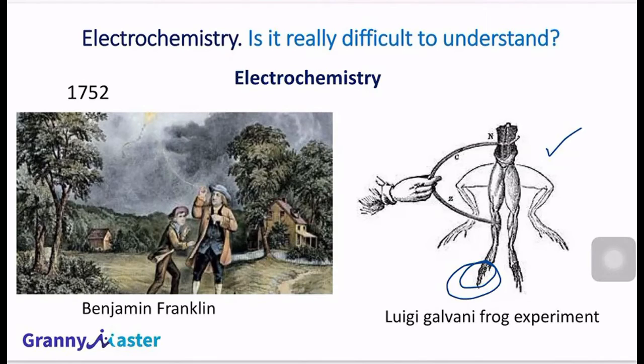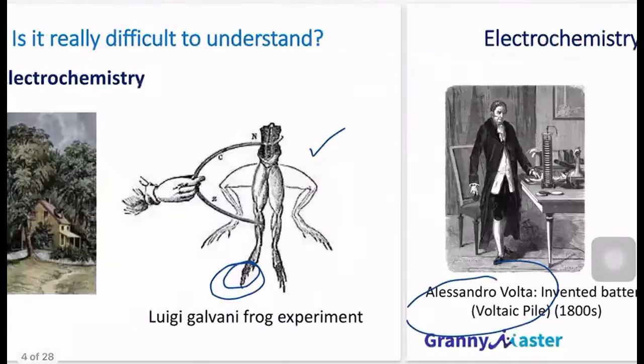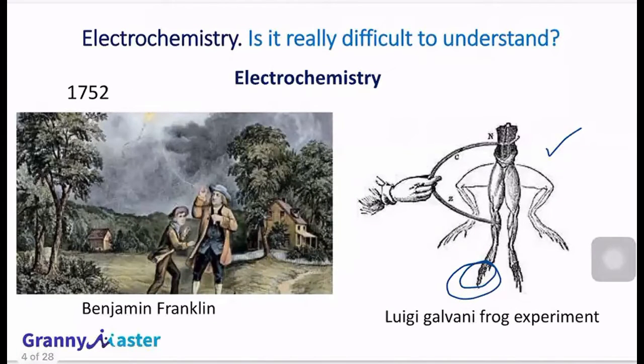But later, the scientist Alessandro Volta found that this experiment is not correct. He identified that there is a fault in Galvani's experiment. He checked whether he could make electricity by connecting only metal wires, so he repeated the experiment. He didn't use the frog at all.